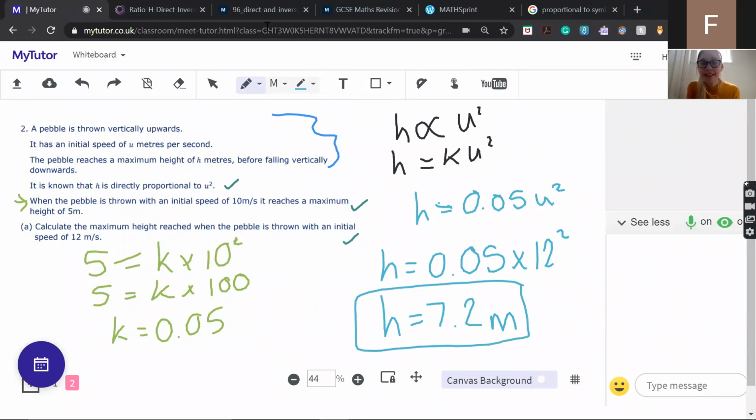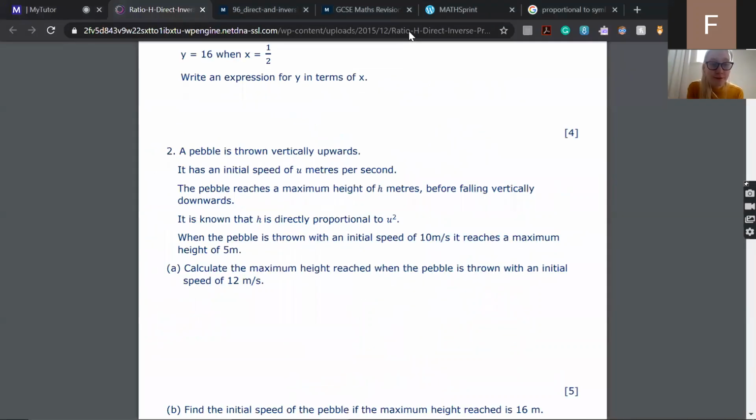So hopefully you can see that it's just a normal question. It's disguised as a really horrible, almost physicsy question, but it's really not. We've done exactly the same thing that we've done for every other question.